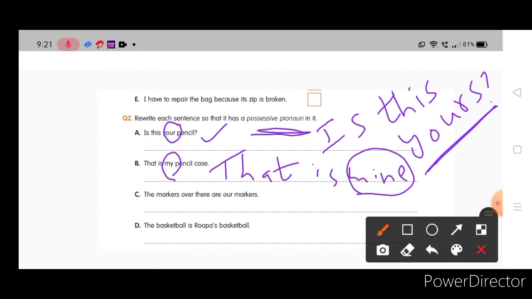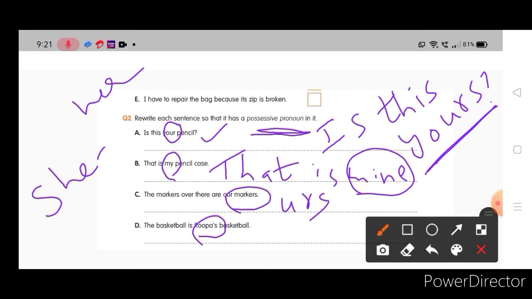In the same manner, the markers over there are our markers. So what will you write here? The markers over there are ours. The basketball is Rupa's basketball. So Rupa means, is she a girl or a boy? She is a girl. So for girls we'll write she or her. Isn't it? So how will you change it into the possessive pronoun? The basketball is hers.